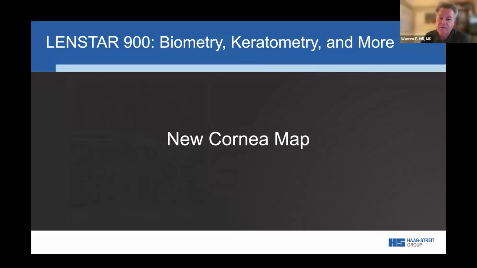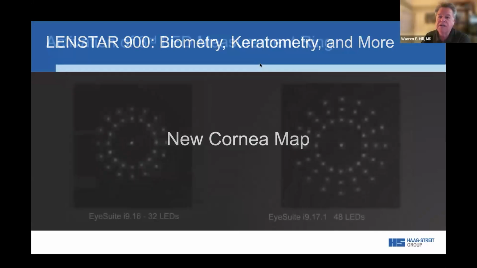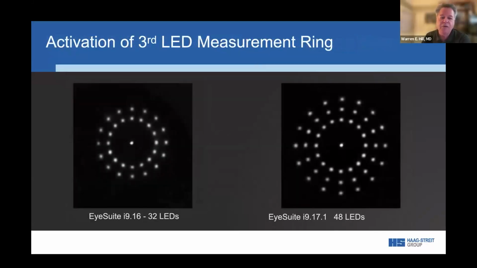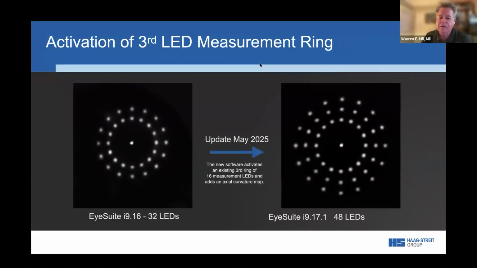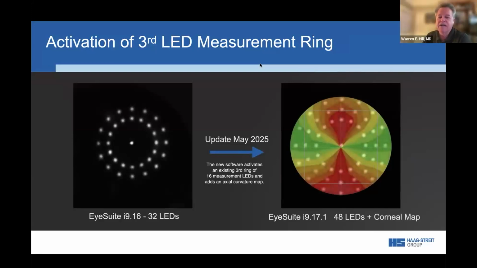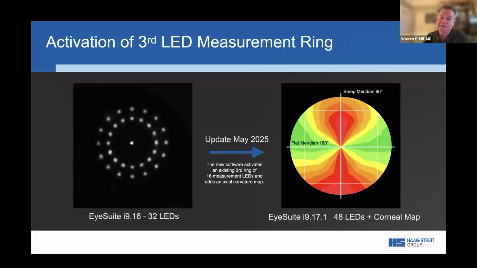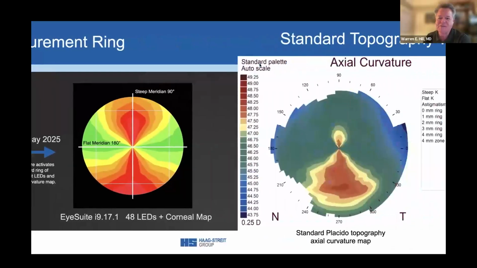Now, because we have 48 measurement points now, we can generate an axial curvature map. So right now you're probably using the iSuite I916, and in May there was an update for the I917, and that activates the third ring of measurement points, and also gives us this very clever corneal map. And everything that comes from Haag Streit is just wonderful, and this is really a good example of how much time and thought Haag Streit puts into things before they introduce it to us. And I'm going to show you how this works, and it's really nice, especially if you use the toric IOL.